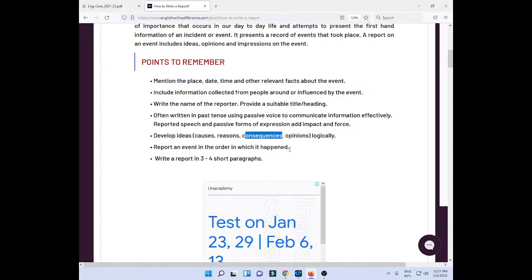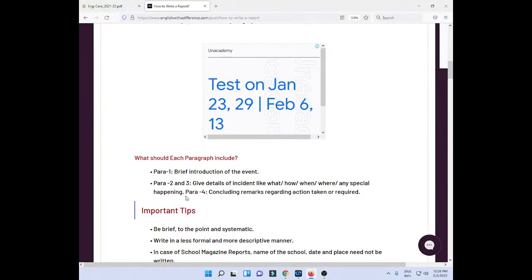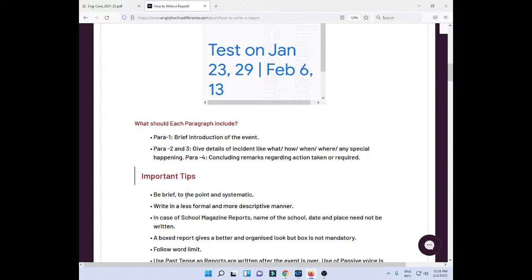Then write a report in 3 to 4 short paragraphs only, okay? Let us see what each paragraph should include. Paragraph 1 should include a brief introduction of the event. Paragraphs 2 and 3 should give details of the incident, like what, how, when, where, and any special happening. Then paragraph 4 should give concluding remarks regarding action taken or required. So this is what each paragraph should include.